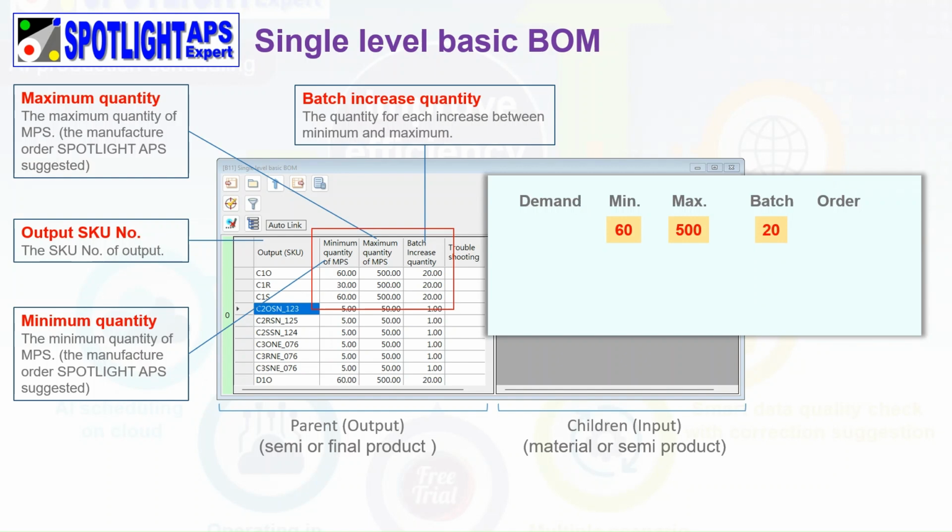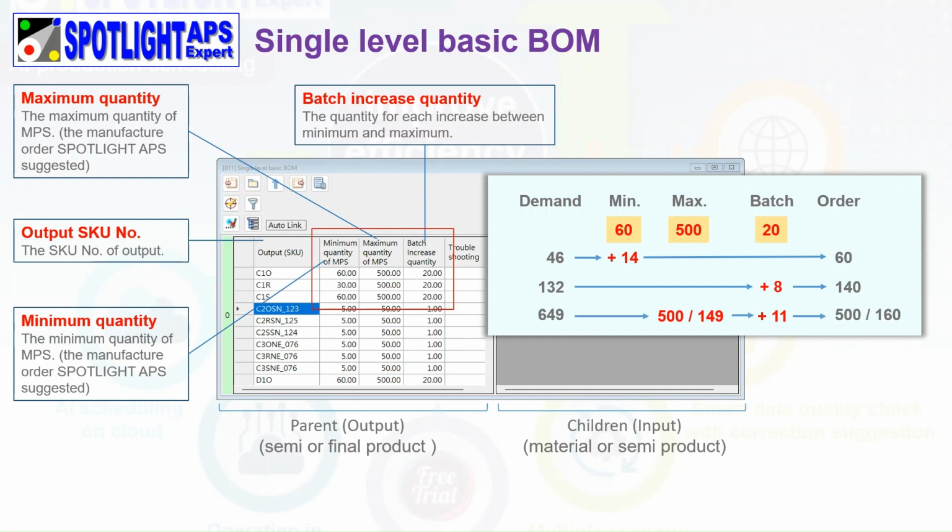If the demand is less than the minimum quantity, the manufacture order quantity will increase to the minimum quantity. The increased quantity will cover future demands automatically. If the demand quantity is between the minimum and maximum quantity, the suggested manufacture order quantity must be the minimum quantity plus some multiple of the batch increase quantity. If the demand is more than the maximum quantity, SPOTLIGHT APS will create a suggested manufacture order by the maximum quantity. The other quantity will go to create another manufacture order.